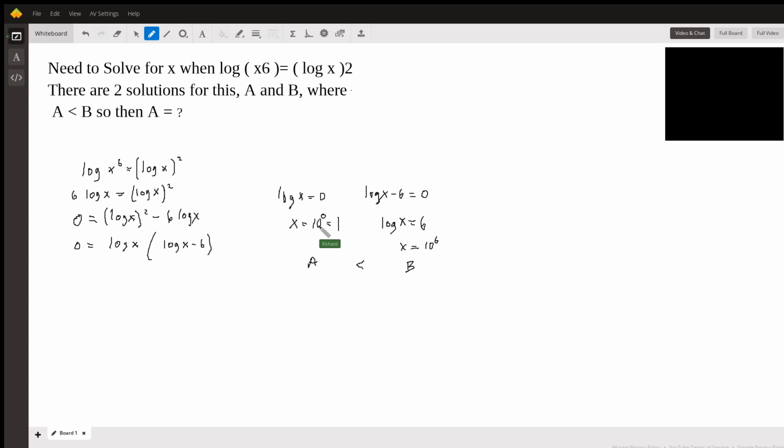So it's the way the question is set up and the way the question is worded that is actually the hard part. You can see when you break it down into the usual steps that we take in log equations, it's really not so bad. So that's it for this question.